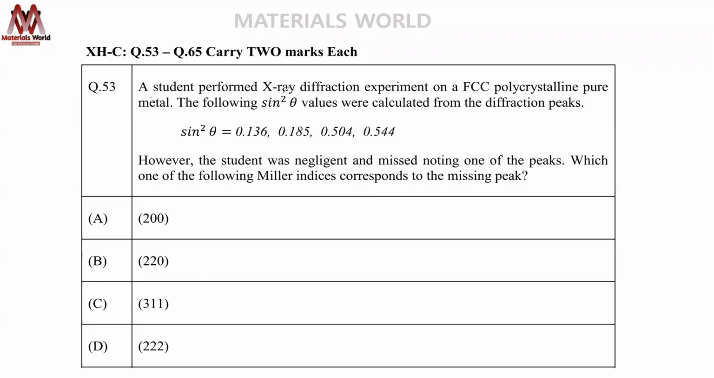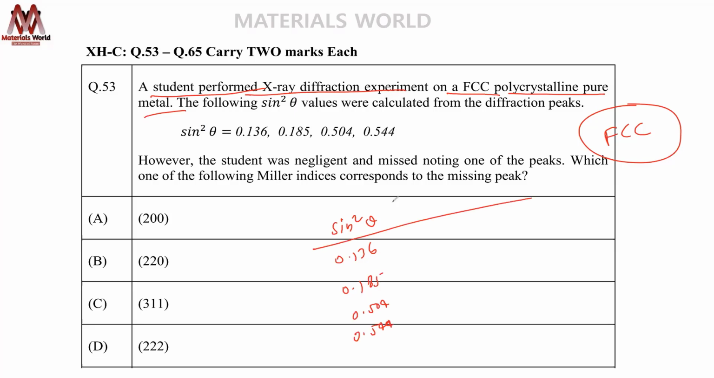A student performed X-ray diffraction experiment on an FCC polycrystalline pure metal. So it's an FCC crystal structure, and the sin square theta ratio is given: 0.136, then 0.185, then 0.504, then 0.544. This is the sin square theta ratio. Then it's telling the student was negligent and missed noting one of the peaks. Which of the following indices correspond to the missing peak?